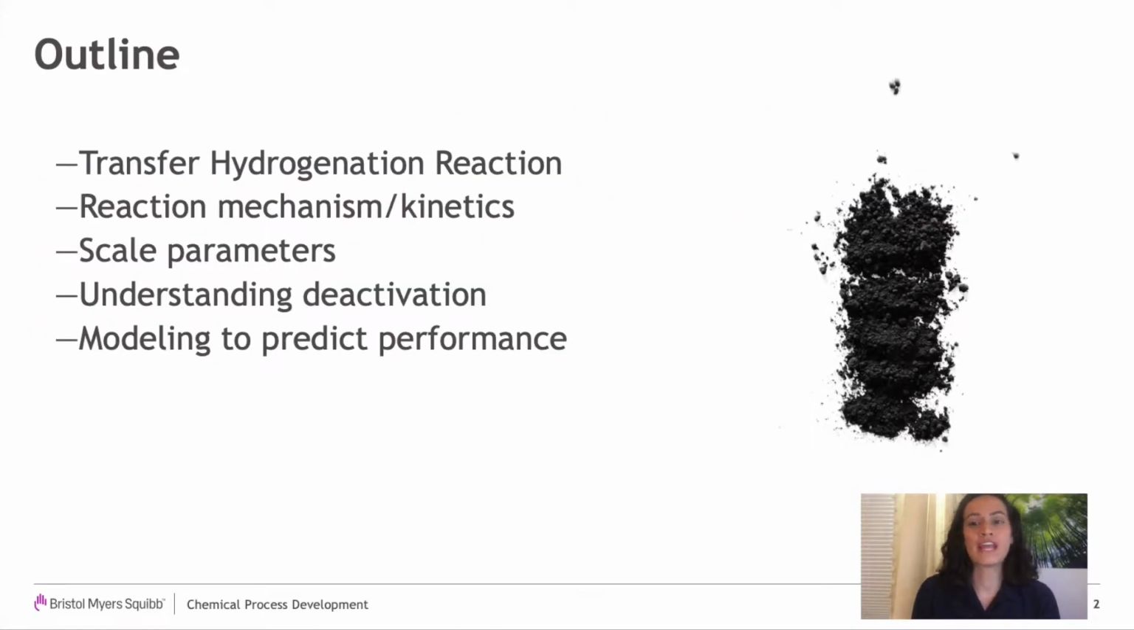We'll go through reaction kinetics, which are heavily dependent on the palladium on carbon catalytic performance. And then we'll talk about the initial scale-up we did from lab to kilolab scale, which is where things went awry and we had very long reaction times. And then further understanding of the deactivation of the catalyst, where we were able to implement a model that predicts catalytic performance in order to finally have a successful scale up with some new scale parameters.